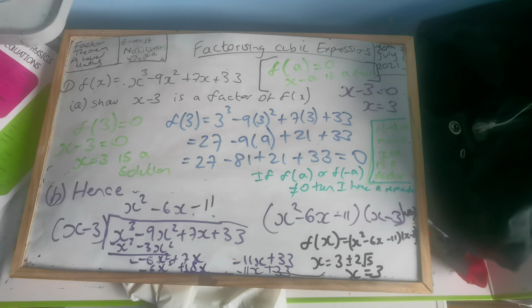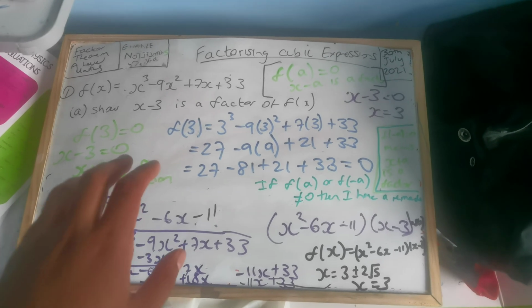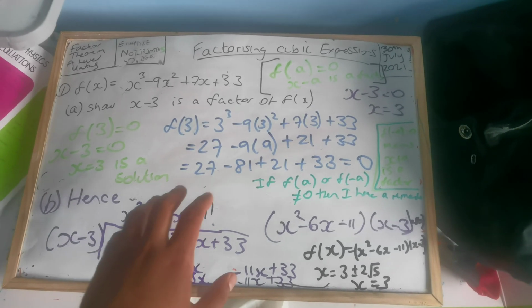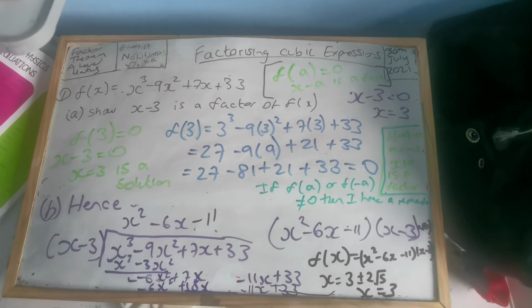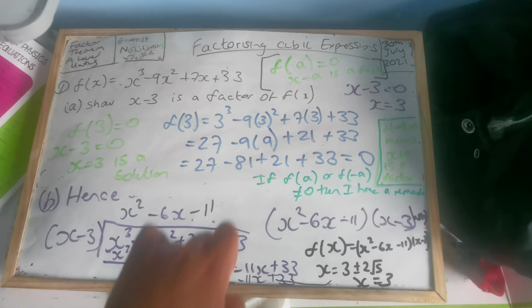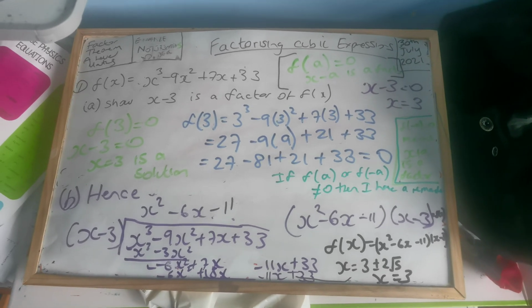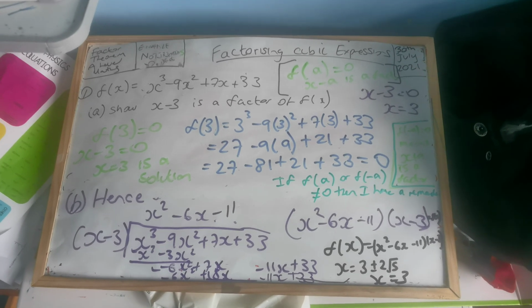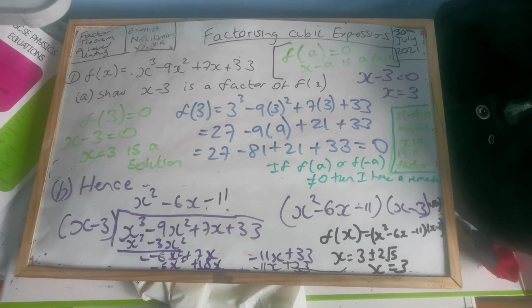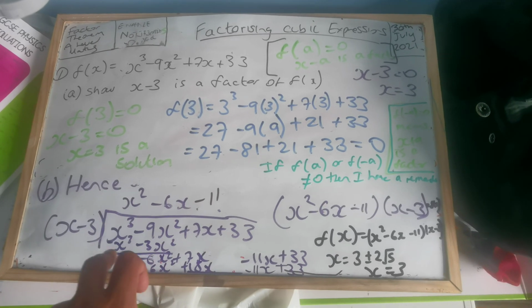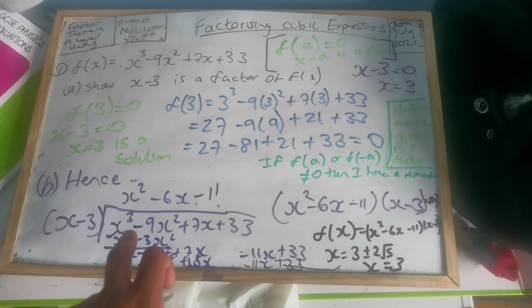Okay, part B. Part B is asking us to find the remaining quadratic equation for when I divide this function by x minus 3. So what I'm going to do is use polynomial division, also known as long division. What I've done is the bus stop method here. So it's long division.